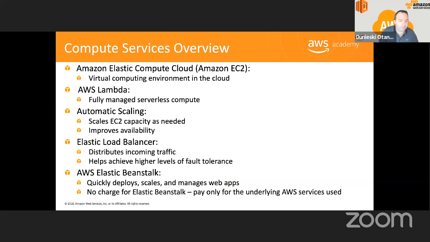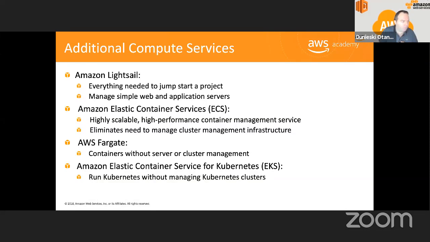So Elastic Beanstalk, EC2, AWS Lambda, automatic scaling, Elastic Load Balancers, AWS Elastic Beanstalk. We have 4 more. We have Amazon Lightsail. If you want to jumpstart a new business, a small new business, that's the way to go. Lightsail is a platform that you can use for application servers and web apps. Everything needed to jumpstart a project, manage simple web and application servers. So if you want to go easy and save some money to start your small business, this is the guy that's going to help you start.